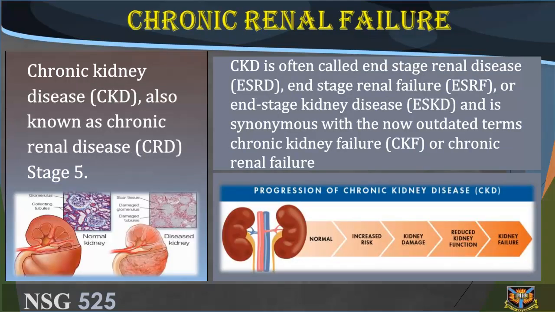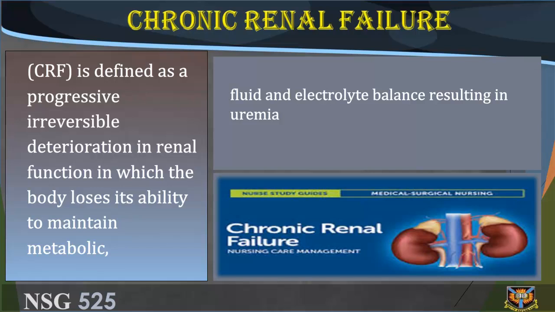Chronic renal failure. Chronic kidney disease is often called end-stage renal disease, end-stage renal failure, or end-stage kidney disease, and is synonymous with the now outdated terms chronic renal disease failure or chronic renal failure. It is defined as a progressive, irreversible deterioration in renal function in which the body loses its ability to maintain metabolic, fluid, and electrolyte balance, resulting in uremia.